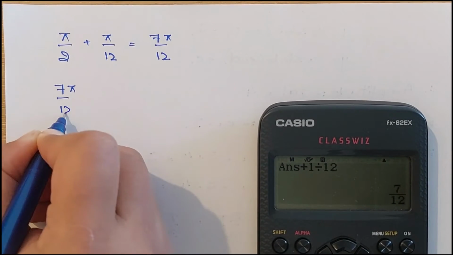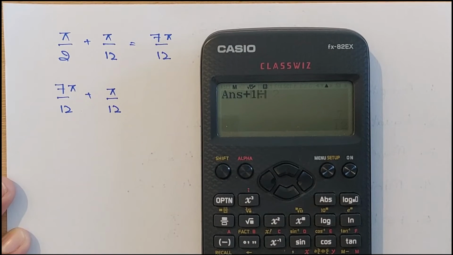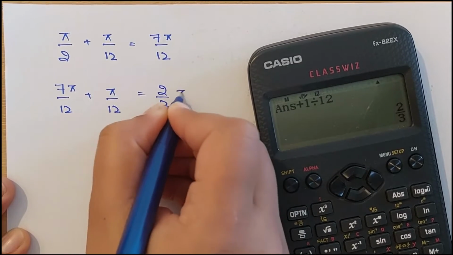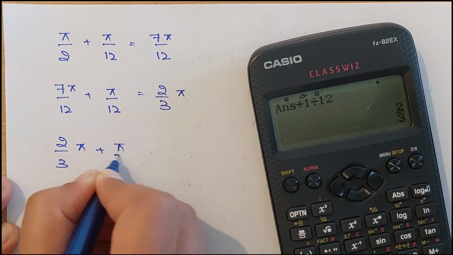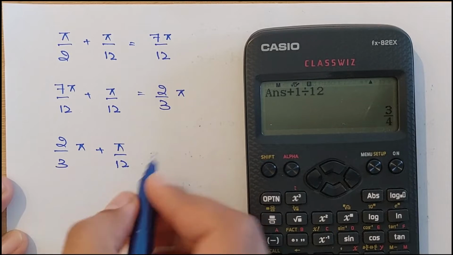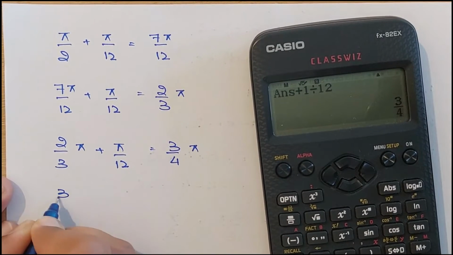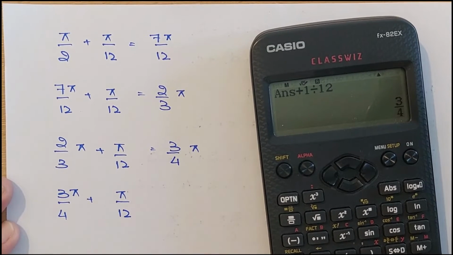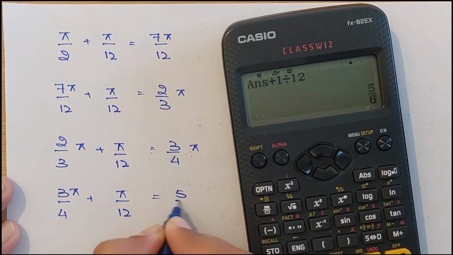7 pi by 12, add pi by 12, plus 1 by 12 is 2 by 3 pi. In 2 by 3 pi, adding pi by 12, plus 1 by 12, this is 3 by 4 pi. In 3 pi by 4, again adding pi by 12, 1 by 12, this is 5 by 6 pi.